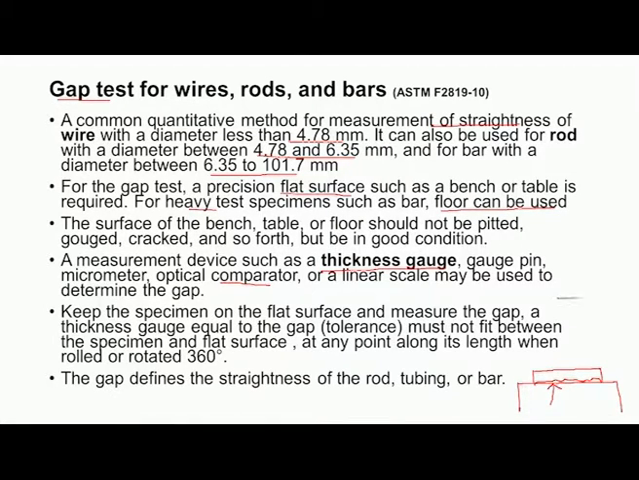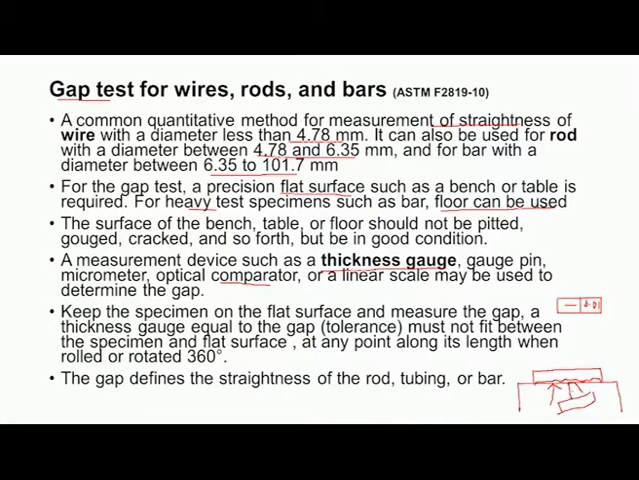Now, say the straightness is specified as 0.01 millimeter, that is a 10 micrometer gap, a 10 micrometer error is allowed. So, what we have to do? We have to take a 10 micrometer thickness gauge, and we should try to insert it here in the gap. So, that thickness gauge should be inserted here.